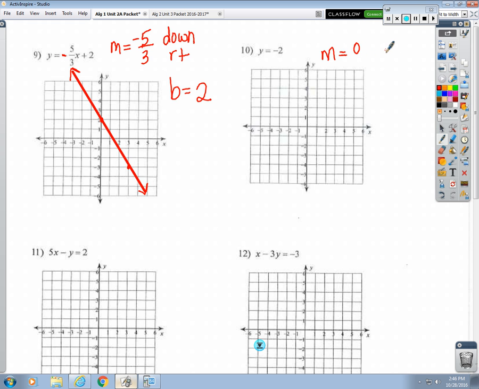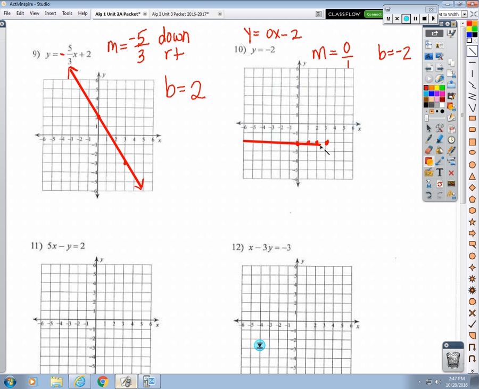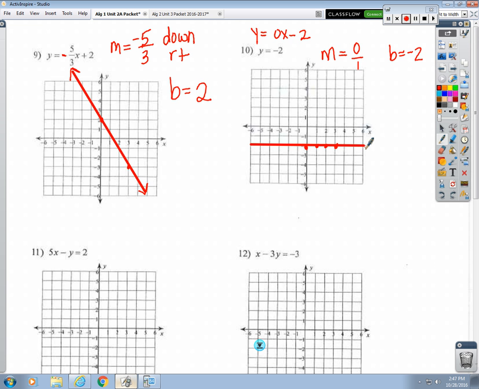Listen, the slope is 0 because think about it. If I wrote this, y equals 0x minus 2, isn't that the same thing? Since it was 0x, they just chose not to write it, and the b got scooted over in the place of it. So the b is negative 2. Now, we still need to make that a fraction, so put it over 1. We start at negative 2, but then aren't you going to go up 0, right 1, up 0, right 1, up 0, right 1? It's a horizontal line.